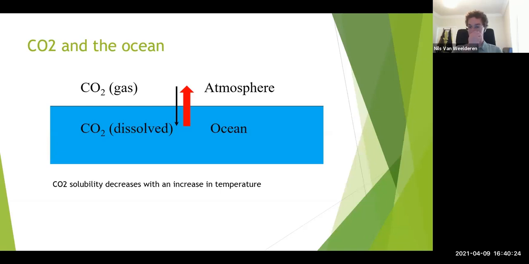So one thing that I haven't mentioned yet is that CO2 cannot dissolve as well in warm water. So if the water gets warmer, it will start releasing CO2 back into the atmosphere, inverting Henry's law again. With the ocean getting warmer, especially the surface ocean, there is this risk of a feedback of basically the ocean pumping CO2 back into the atmosphere.